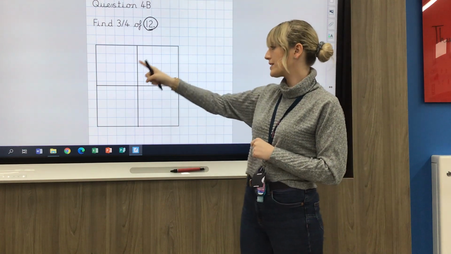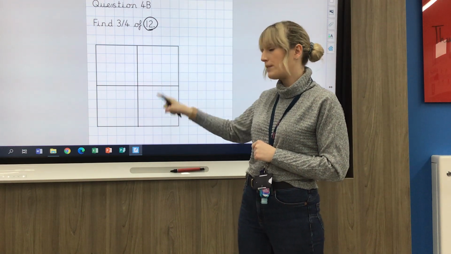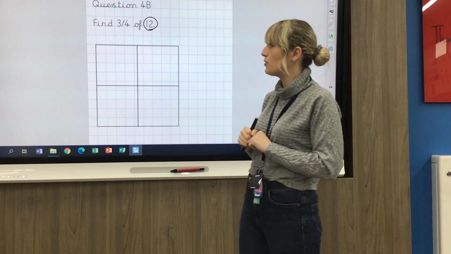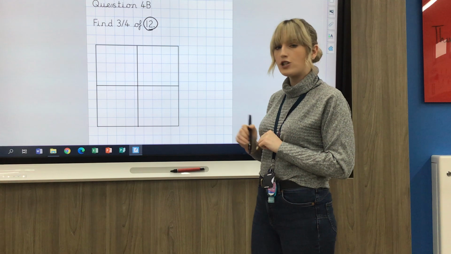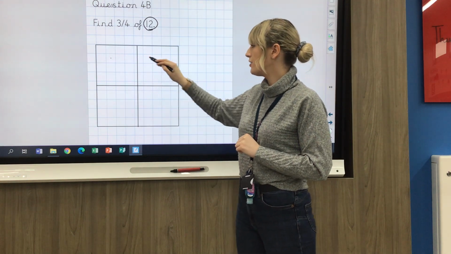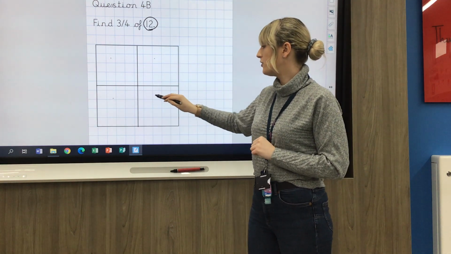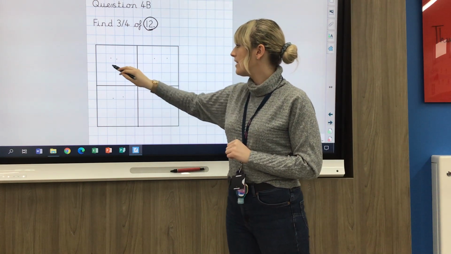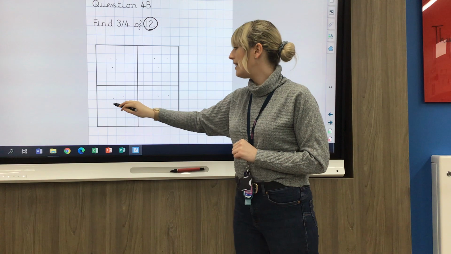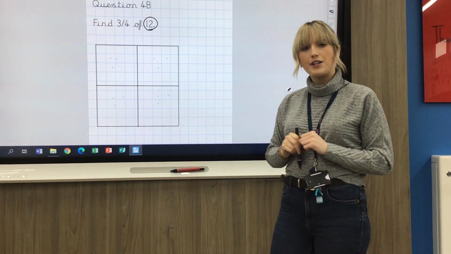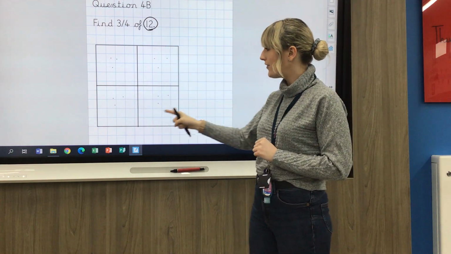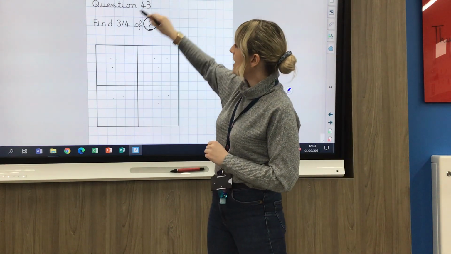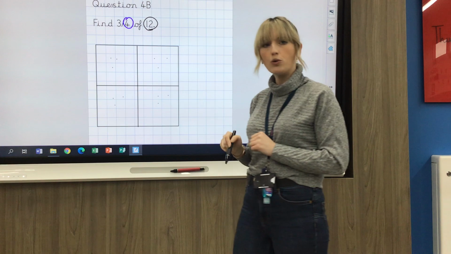So I've got my square here and it's been split into 4 equal parts. So it's been split into quarters. So I'm going to share my 12. So 1, 2, 3, 4, 5, 6, 7, 8, 9, 10, 11, 12. So I've shared 12 into 4 equal parts. So that's my denominator, quarters.